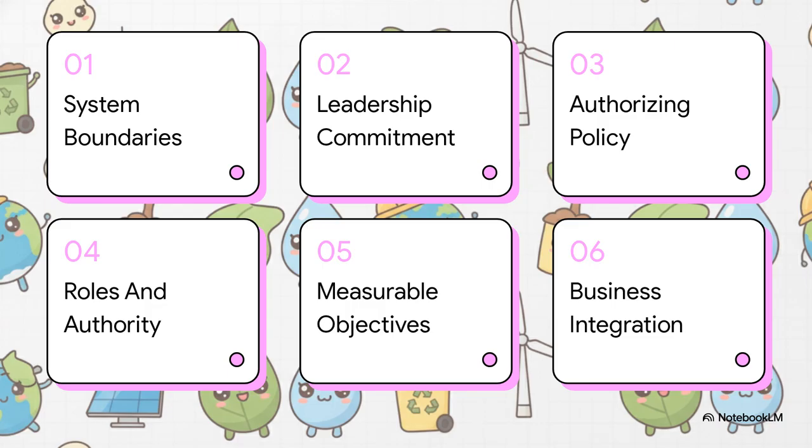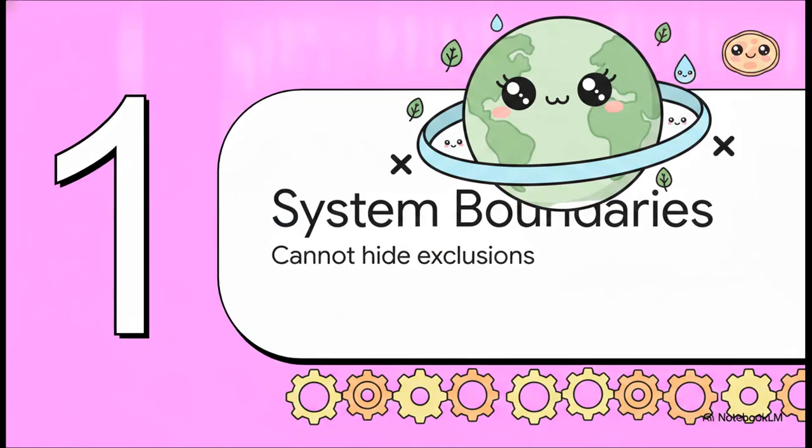So to really understand this framework, we'll quickly cover 6 key areas: defining the system boundaries, the leadership commitment, authorizing the policy, assigning roles, setting measurable objectives, and finally, integration into business processes. Let's get into it. Okay, Section 1, defining the system boundaries. The golden rule here, you absolutely cannot manage or hide what you exclude.